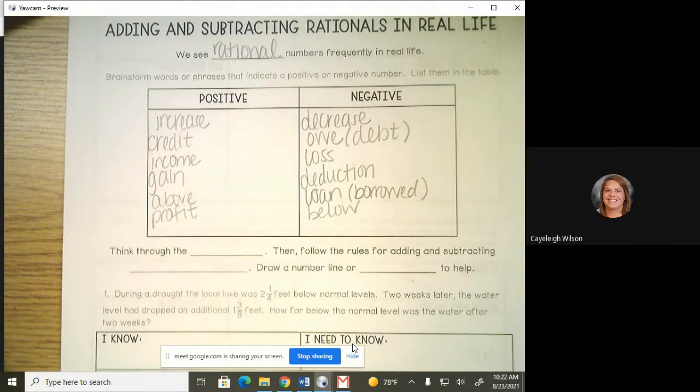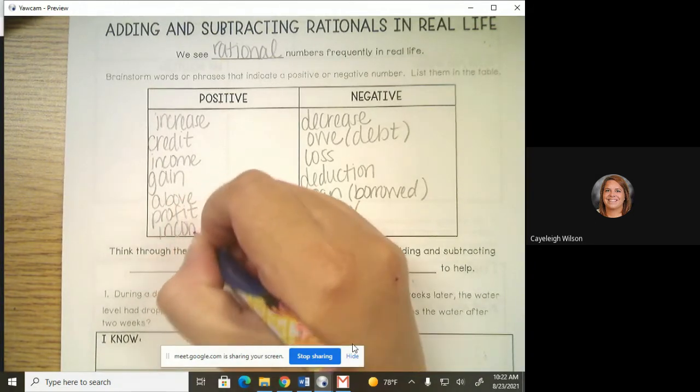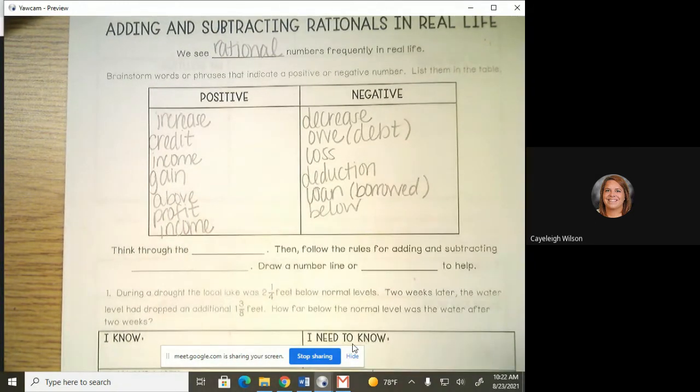Anybody else want to share one? Like income, like your payment that you get, like your check, that's your income, that's your salary. We already put that. Did we? Oh, I'm a dingle.